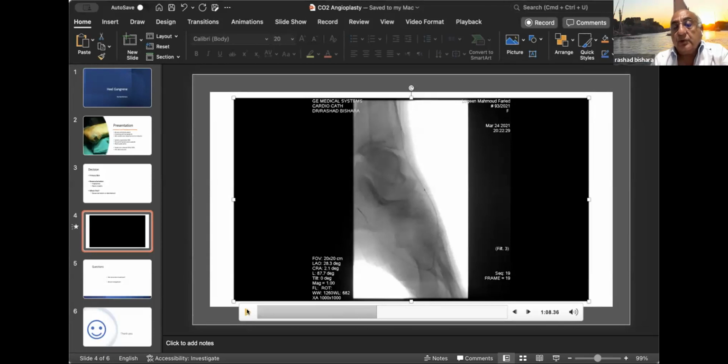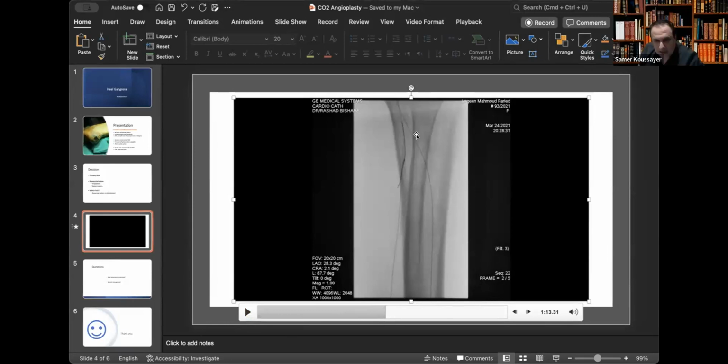And now I want to do the posterior tibial artery. It couldn't be done from antegrade. So we went through the pedal arch, through the dorsalis pedis artery, and going all the way to the posterior tibial artery.